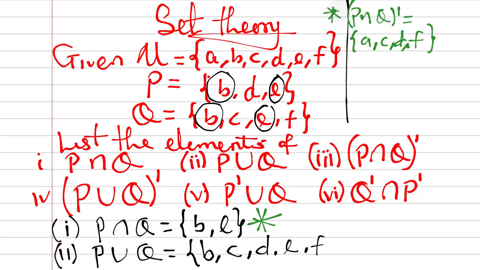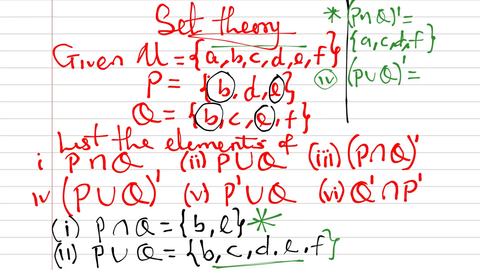All right. So now our fourth question here says P union Q complement, (P ∪ Q)'. What does this mean? You can pause this video and try this. It means whatever is in the universal set that is not in your P union Q, the values in this universal set that are not here.